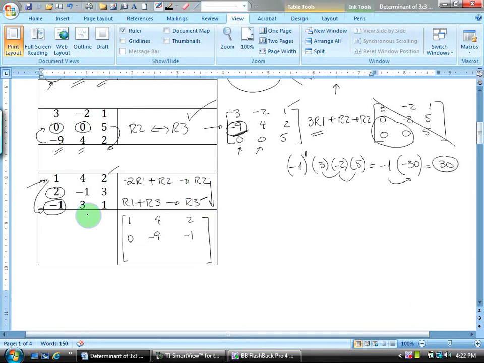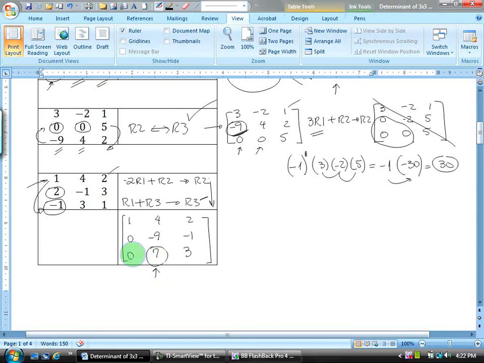In row 3, we add row 1 to row 3. That's it. So 1 minus 1, 0. 4 plus 3, 7. 2 plus 1, 3. Now, I take a look at this matrix, and I see that if I take care of this 7 by turning it into a 0, I'm good, and I can find the determinant.